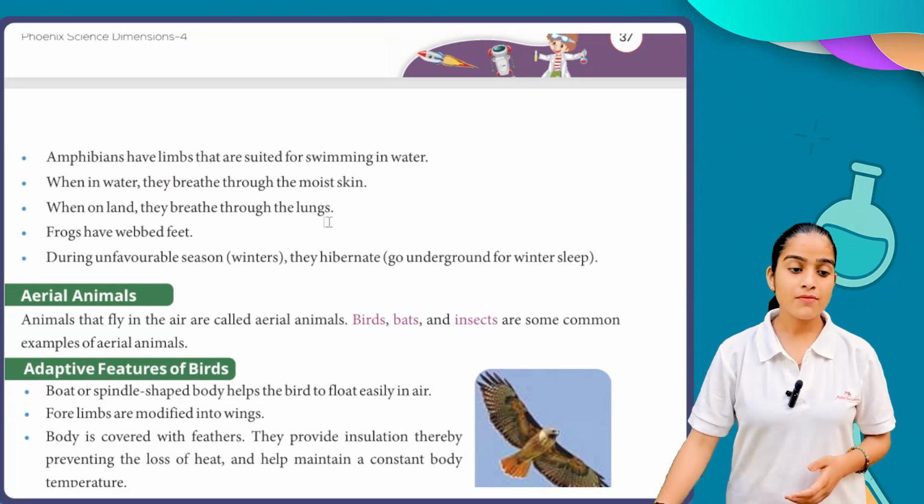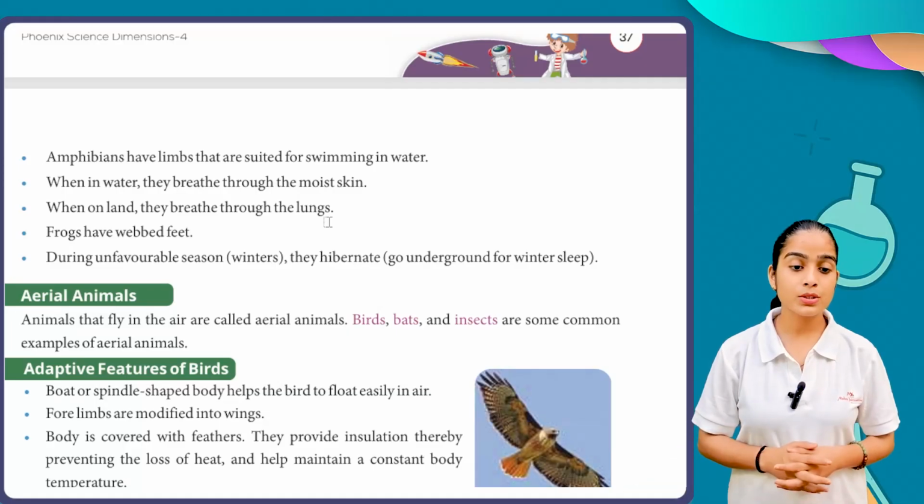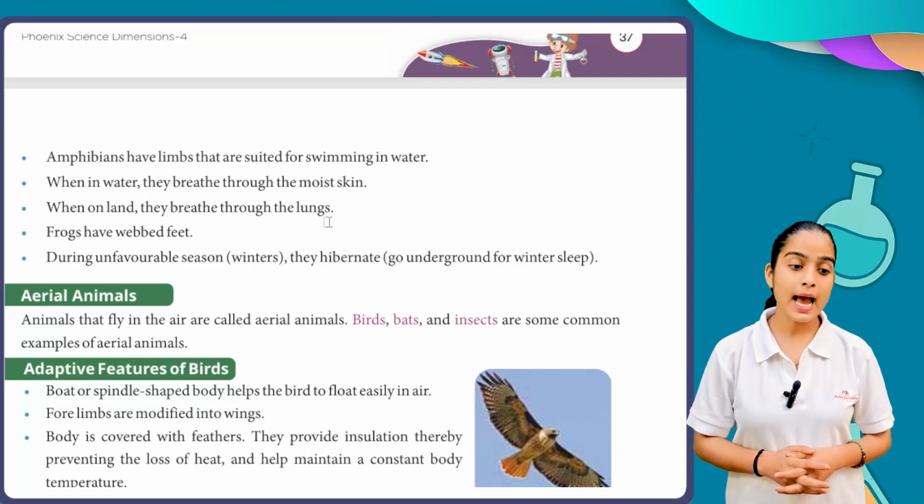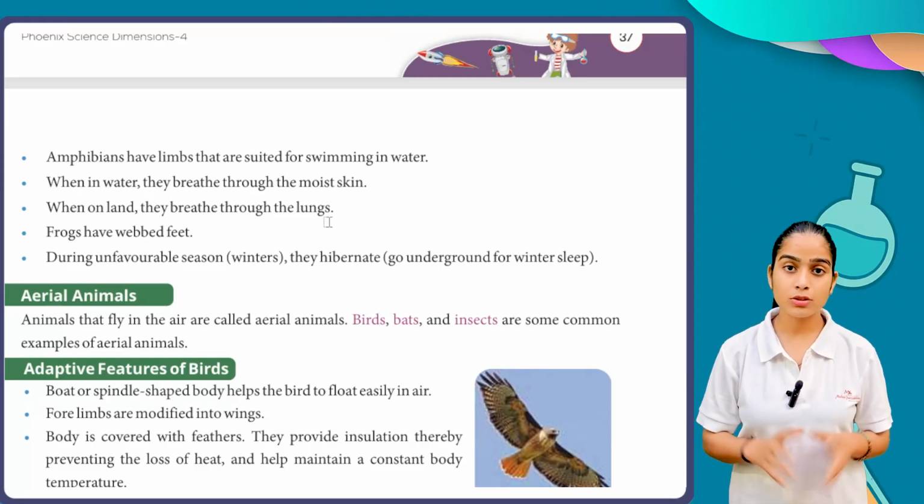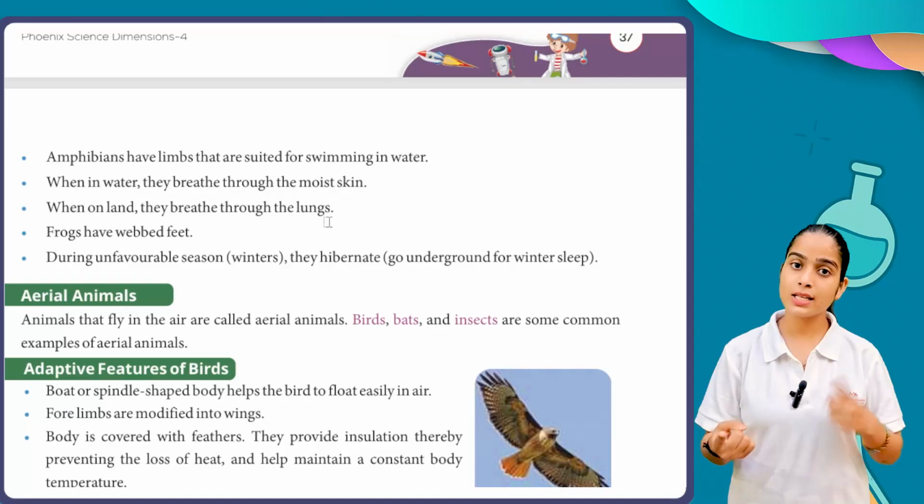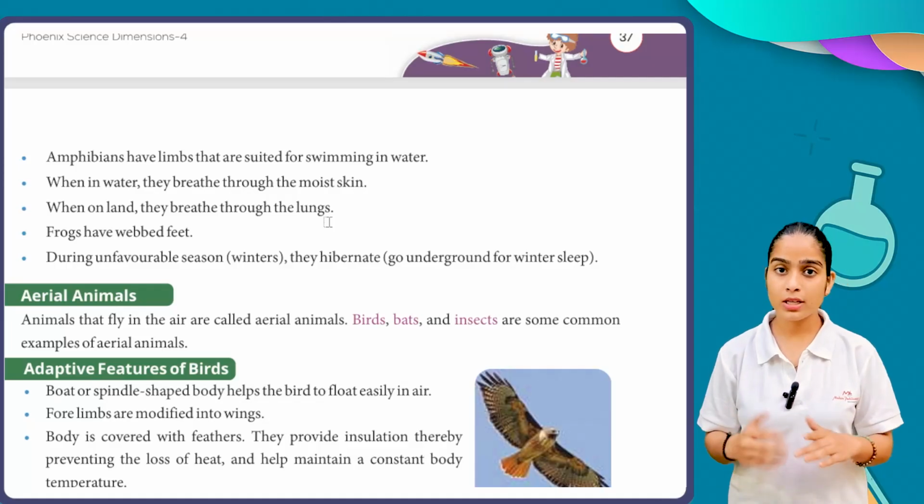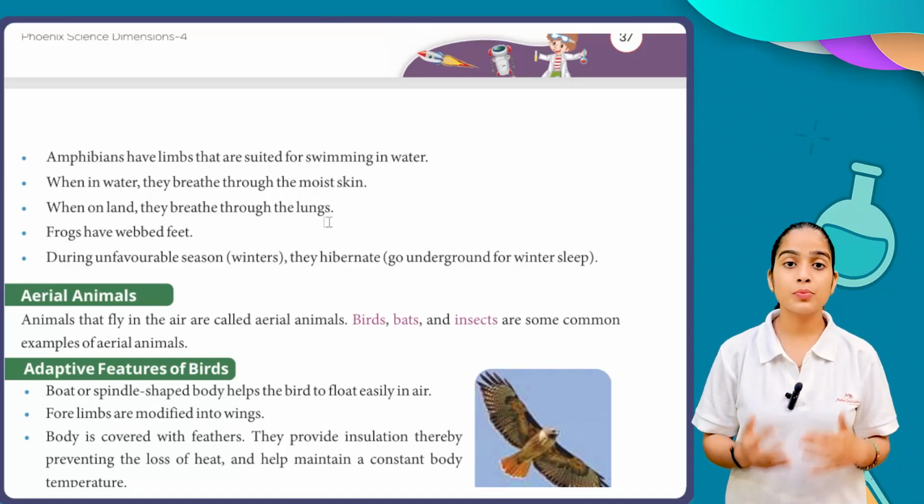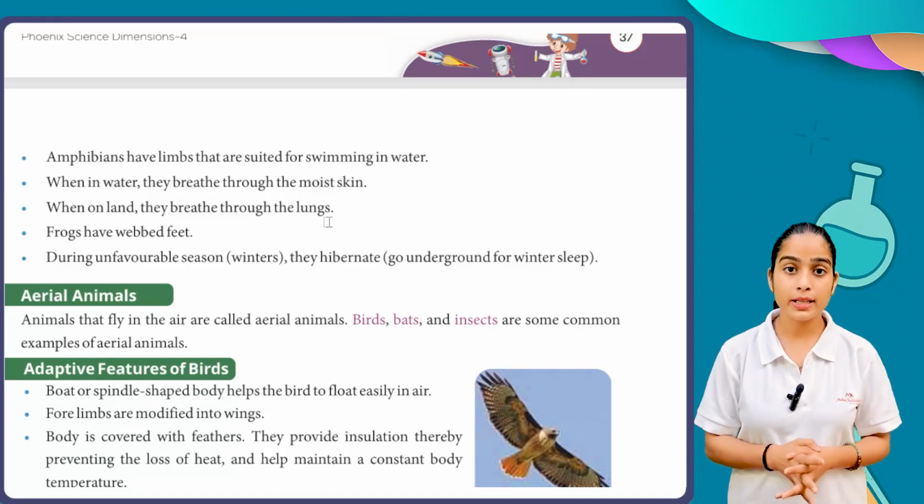Now amphibians have limbs that are suited for swimming in water. When in water, they breathe through the moist skin, and when on land, they breathe through the lungs. So they have both the moist skin as well as the lungs. If they have lungs, they can breathe on land, and if they have moist skin, they can also breathe inside the water. That will make them live in both areas.